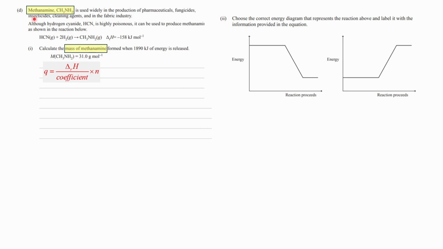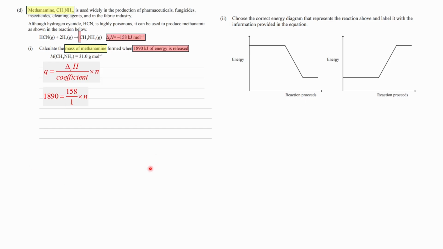Now, in this case, they're talking about methanamine. So we want to work out the ΔrH for the calculation, the coefficient for methanamine in this equation, and then the Q. Here we can see the ΔrH is negative 158. The Q, the amount of energy released, is 1890, and for the coefficient of methanamine, CH3NH2, there is no coefficient, so that's 1. I'm going to substitute these 3 values into here, Q, ΔrH and 1. And here is my substituted equation.